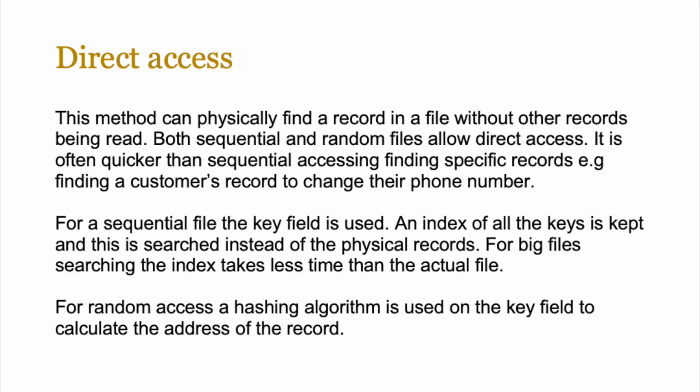So for sequential files and using sequential access, you in effect have two files made. One is the original file, and the other one is an index of the primary key or the unique identifier, or the customer ID in our case, of that file, and that file is quicker to search. Now, if you're using direct access with random access files, then you normally use a hashing algorithm on the key field to calculate the address of the record, and that's even quicker.